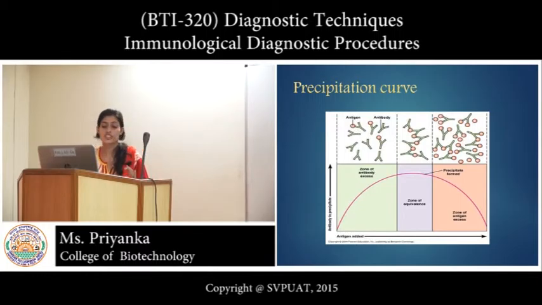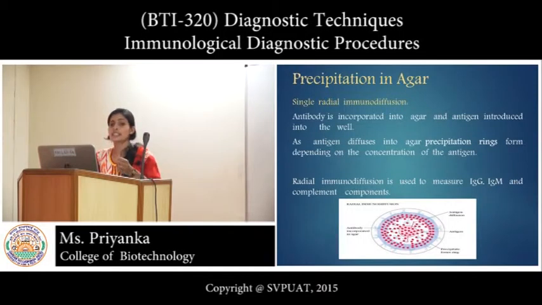Now precipitation in gels. Precipitation in gels is known as immunodiffusion. It is of two types. First is radial immunodiffusion and second is Ouchterlony double diffusion. First, radial immunodiffusion, which is also known as single immunodiffusion, meaning a single substance, that is antigen, diffuses into an antibody-containing gel. For this process, we place antibody in gel, then pour it on a glass plate.